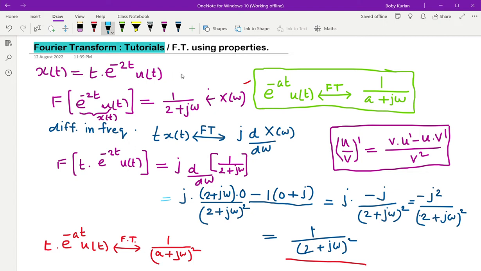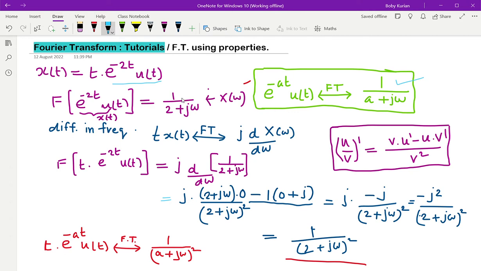So first of all, we need to know some of the common functions and their Fourier transforms. For example, here in this question, e power minus 2t u of t. This is of the form e power minus at u of t. So its Fourier transform, you all know that its Fourier transform is 1 by a plus j omega. So initially we need to know this.